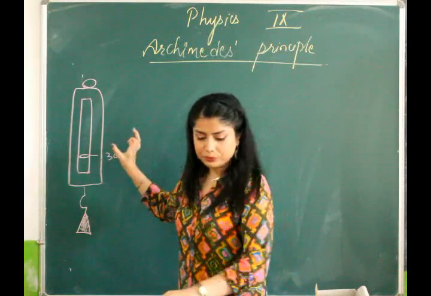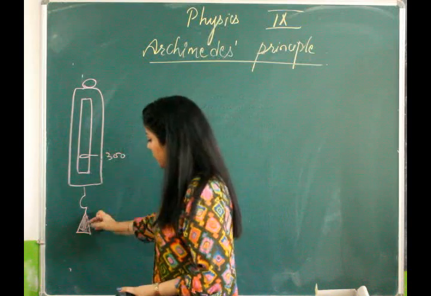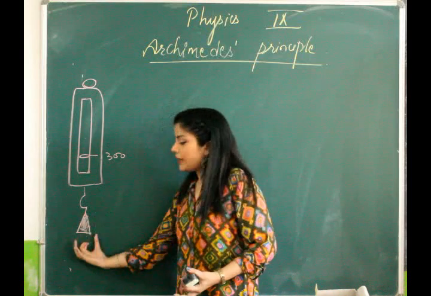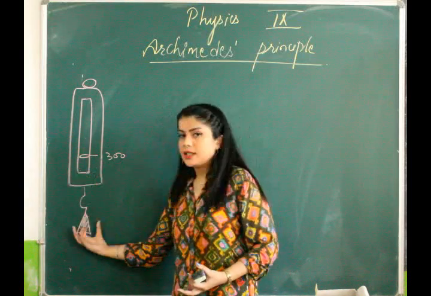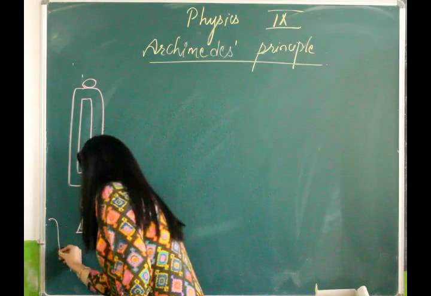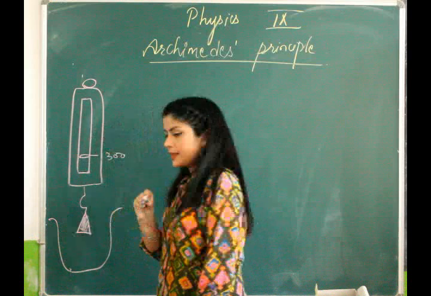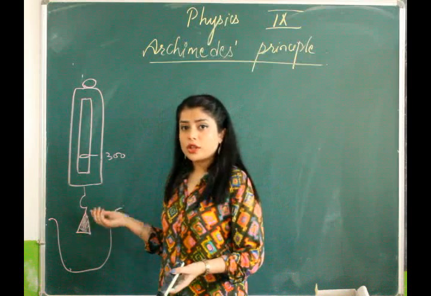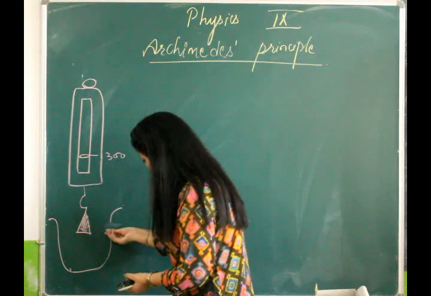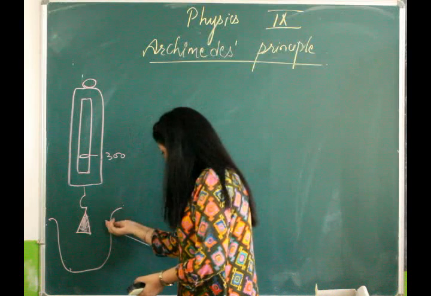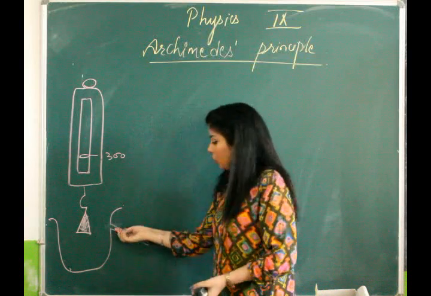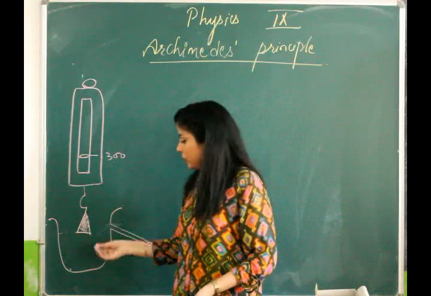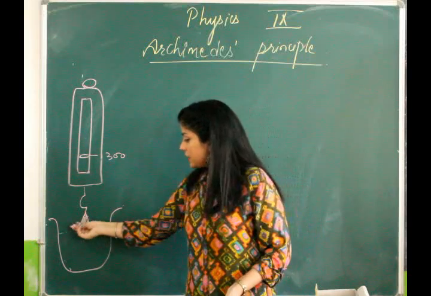Now, we take the Eureka can, fill it with water, and put this solid inside it. Initially, the level of the water in the Eureka can is just near the spout. A spout is a small hole from where the water actually comes out. Before putting this object, the level of the water is at this point.